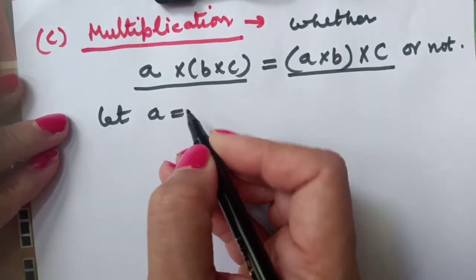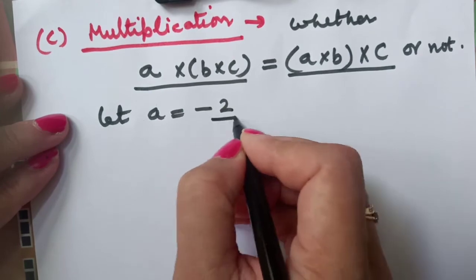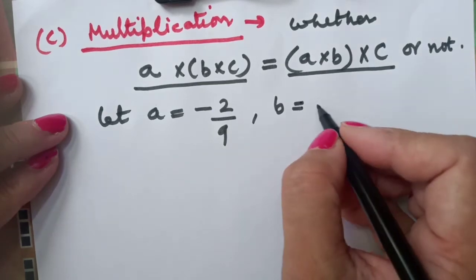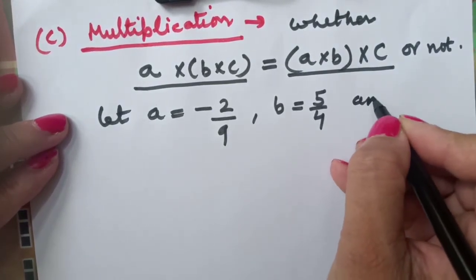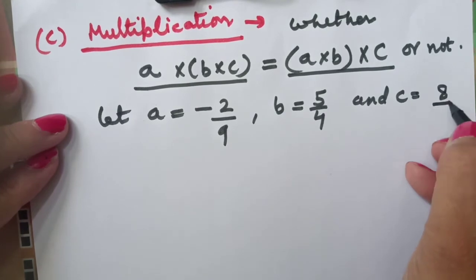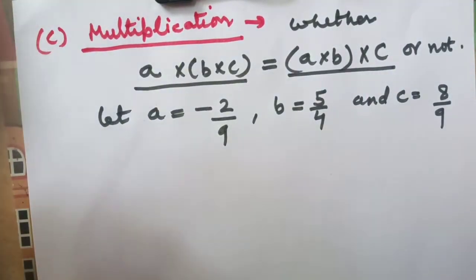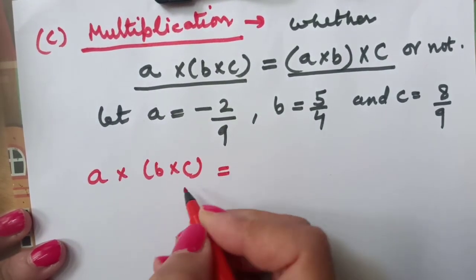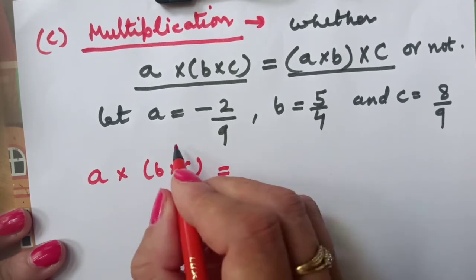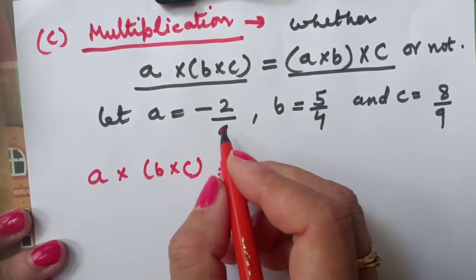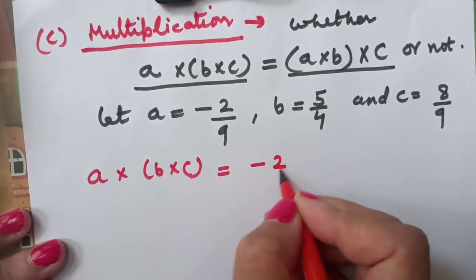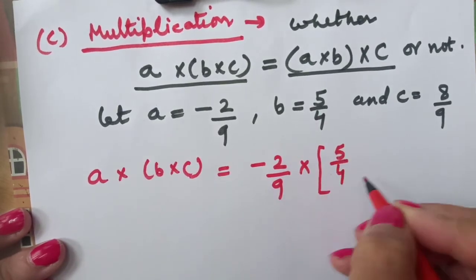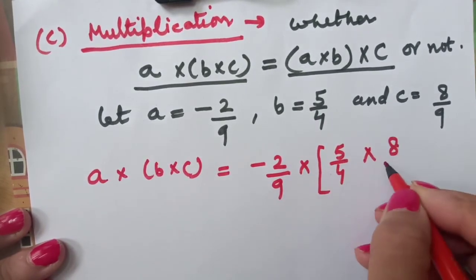Again we will take any rational numbers. a is equal to -2/9, b is equal to 5/4, and c is equal to 8/9. For these three values, firstly we will take (a × b) × c on the left hand side and start putting the values. a is -2/9, multiplied by b, which is 5/4, into c, the value 8/9.